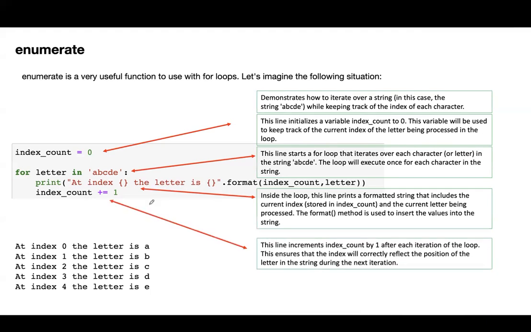And finally, what are we going to do? We're going to use the operator plus equal to, and we're going to add 1 here. As you remember from the beginning of the class, we introduced this operator. It basically increments the variable by 1 after each iteration of the loop. This guarantees that the index will correctly reflect the position of the letter in the next iteration.